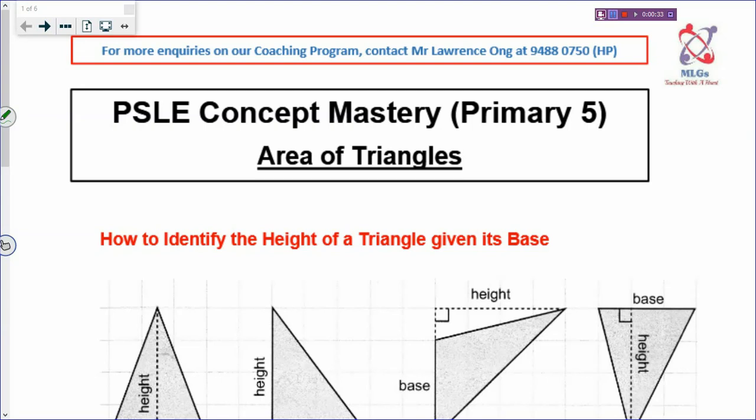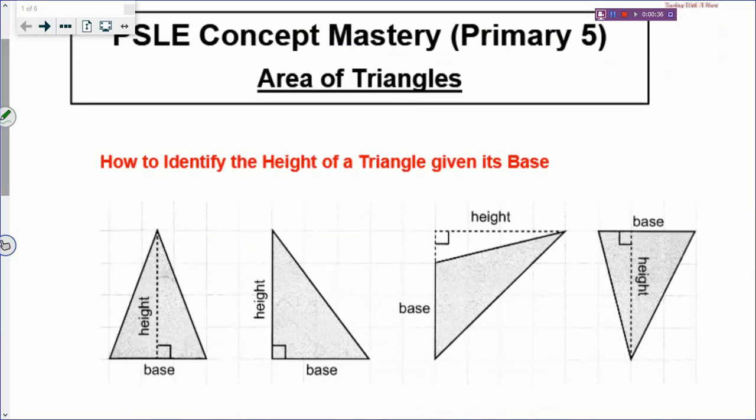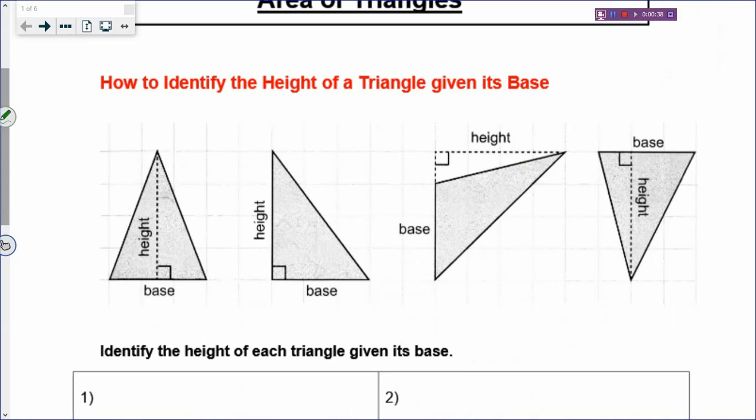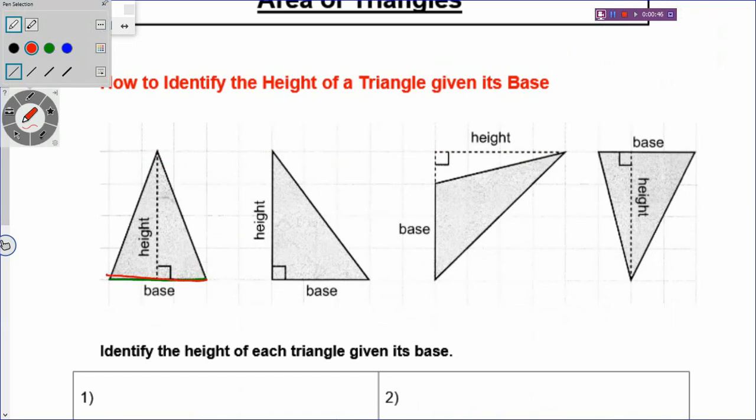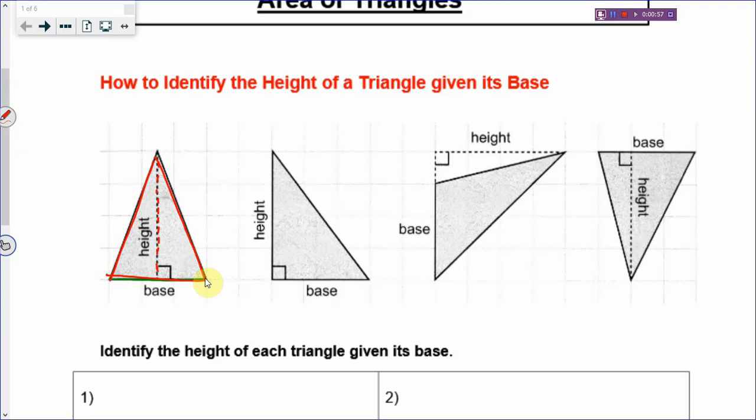So how do you identify the height of the triangle given the base? If you look carefully, the base is always one of the three sides of the triangle. A triangle has three sides, so the base can be any one of the three sides, but it definitely cannot be the dotted line, because it's not one of the three sides. If the base is over here, then the height must always be at right angle to the base. That's why the height is the dotted line, which is at right angle to the base. So always remember, the base is always one of the three sides of the triangle.